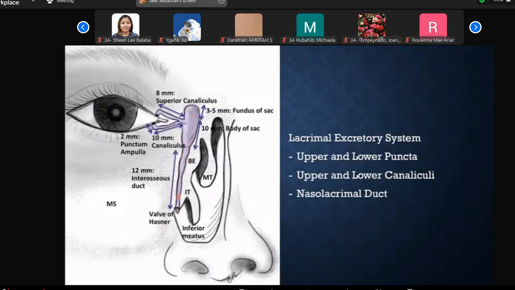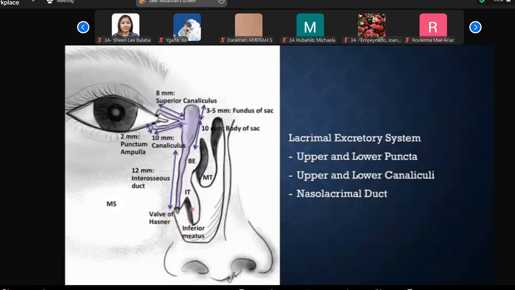The length of the nasolacrimal duct is also divided by several valves. So we have around 5, but the most common of the 5 are the valve of Rosenmuller, located at the topmost of the duct, and the valve of Hasner at the bottommost. So for your congenital nasolacrimal duct obstruction or congenital NLDO, the obstruction is at the membrane is at the level of the valve of Hasner.